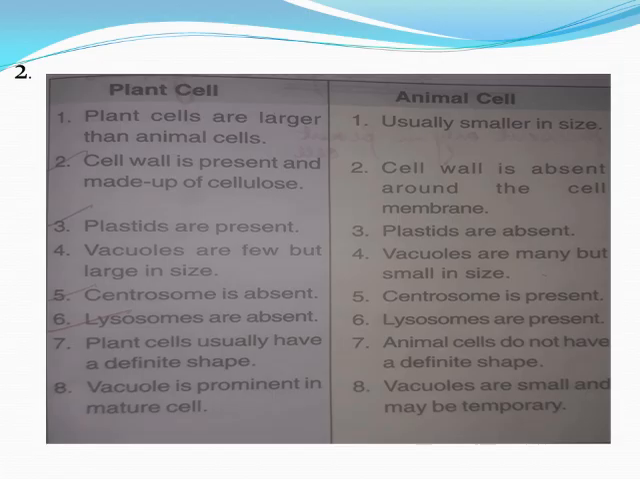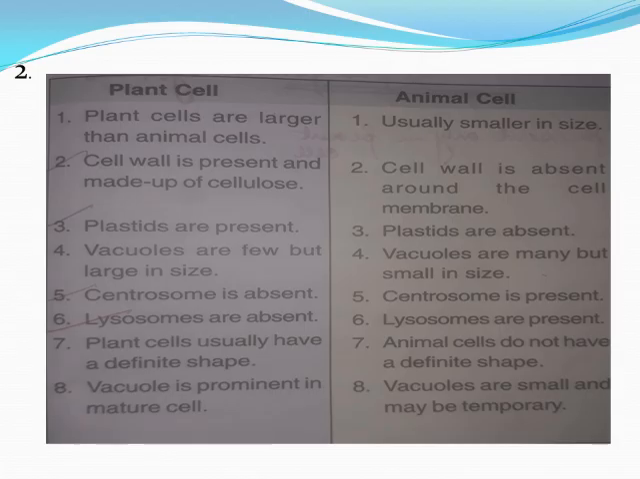Plant cells usually have a definite shape. Animal cells do not have a definite shape. I told you why plant cells have a definite shape and animal cells do not, because plant cells are lined by a cell wall, which is very tough and rigid. That's why it generally doesn't change shape. Vacuoles are prominent in case of a mature cell, whereas vacuoles are small or maybe temporary in case of animal cell.